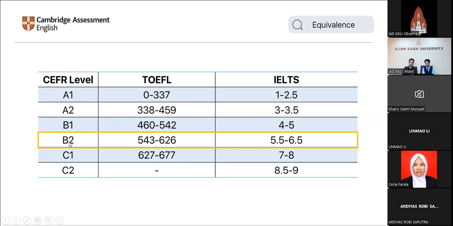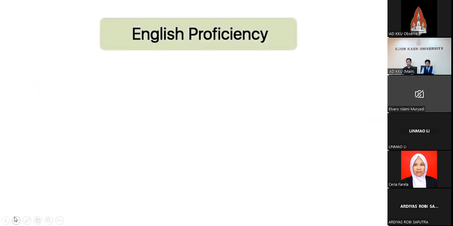See if our level is B2, the equivalence for the TOEFL is around 543 to 626, but for IELTS, it's 5.5 until 6.5. So you will understand that, oh, I think my score is not 500 and probably 460. You might see that, oh, it's B1. So you need to build more B2 or C1 or C2 like that. So here is the equivalence. And now, you know the relation with English.